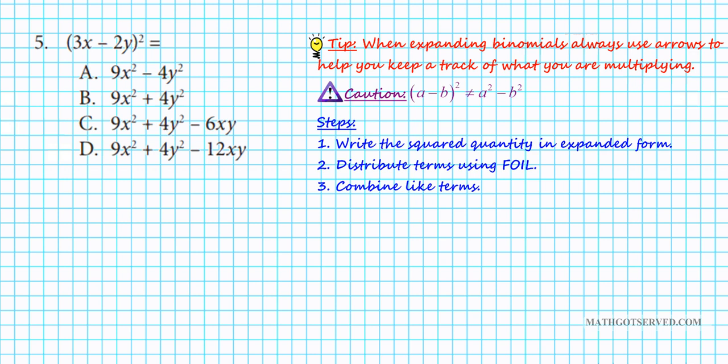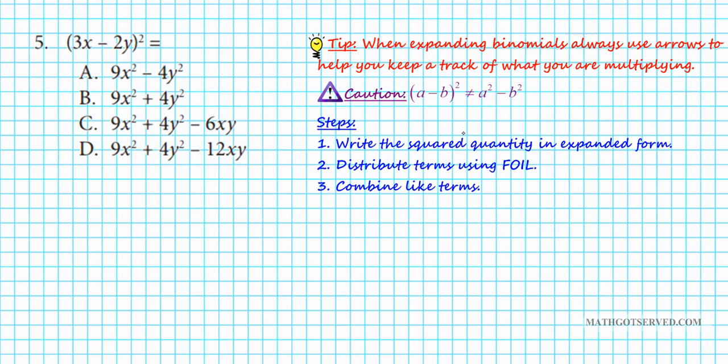All right, let's take a look at problem number 5. It reads, the quantity 3x minus 2y squared is equal to. So one tip for problems of this nature is that when expanding binomials, you always want to use arrows to help you keep track of what you're multiplying. You want to give yourself a visual system of keeping track of the terms that you're multiplying. Okay, it's a very good practice.